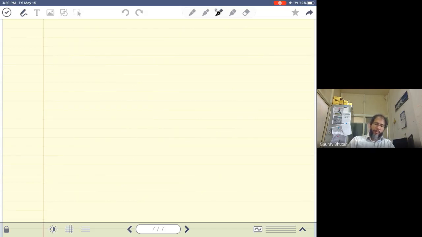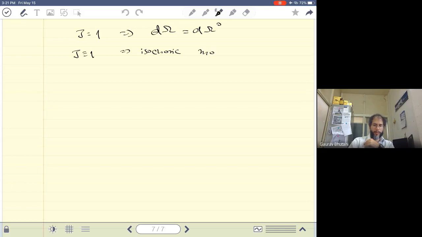Right? What does J equal to 1 mean? That d omega is equal to d omega naught. So for any time, if you have J equal to 1, that means the volume at that time is equal to d omega naught. Now, if J is equal to 1 for all times, that is, any time you take, J is always equal to 1, that means the motion is isochoric. Isochoric means same volume. So if J is always equal to 1, all the volumes at all times will be equal to d omega naught. That means the volumes are not changing, so it's isochoric, same volume.